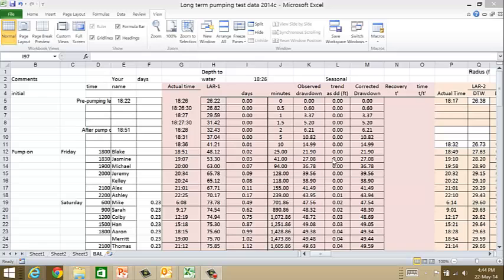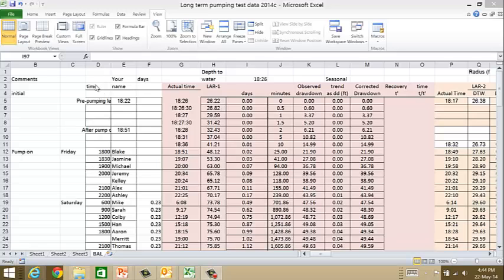So I'd like to explain how to analyze the long-term pumping test. What we did initially was to take the data that you measured during the test and put it into Excel, and then do a few simple manipulations to get it into a form that can be analyzed. So the data are here.